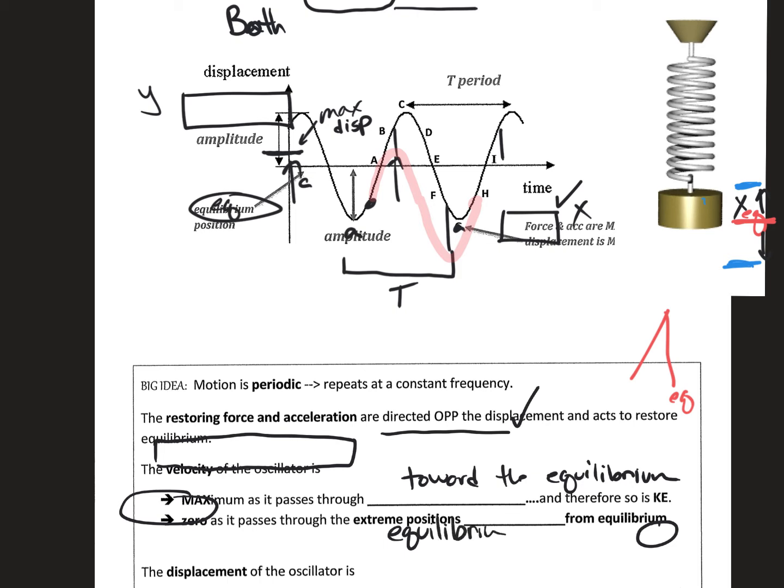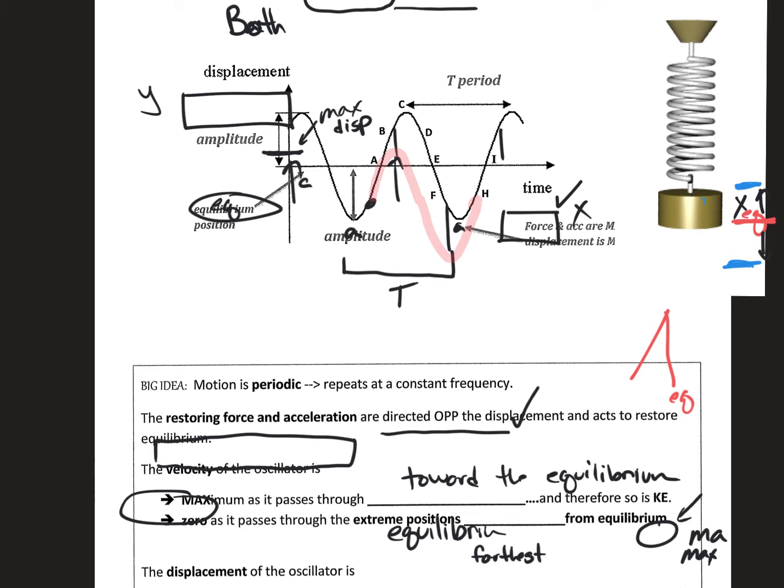And therefore, if you have a high velocity going through the midpoint, you also have maximum kinetic energy. It's zero velocity when you're at extreme positions, farthest from the equilibrium, at the two maximum displacements. So let's talk about how displacement changes. Displacement is really related to potential energy.